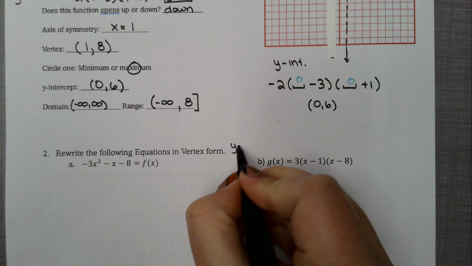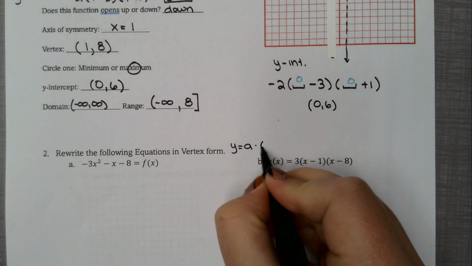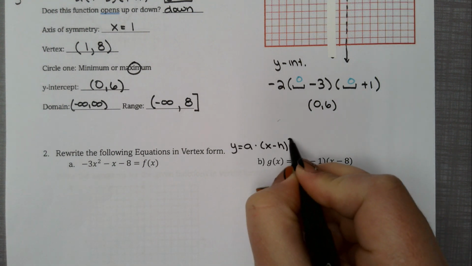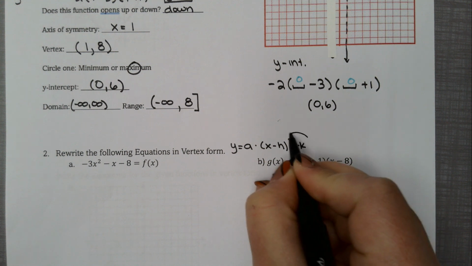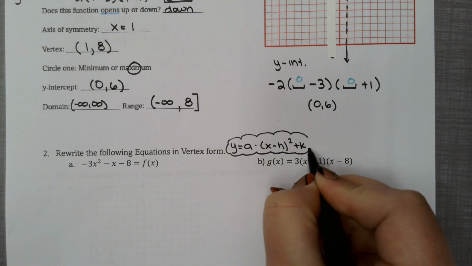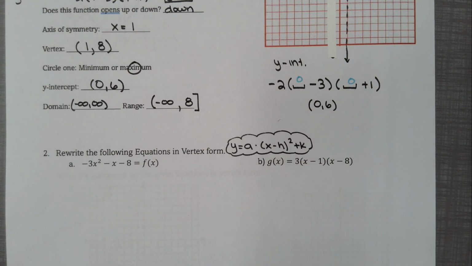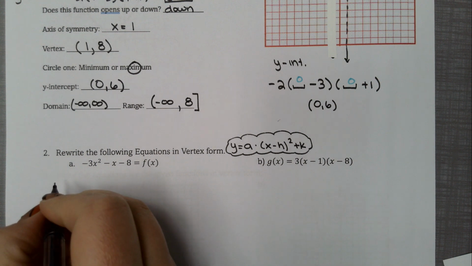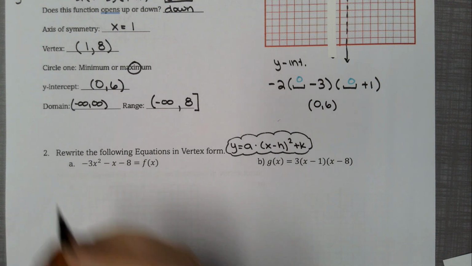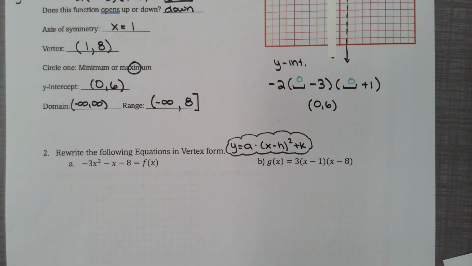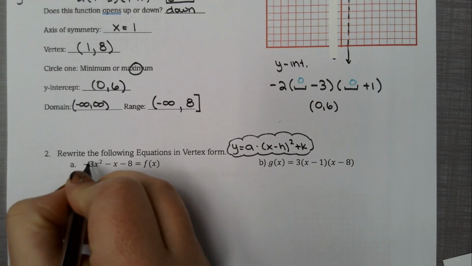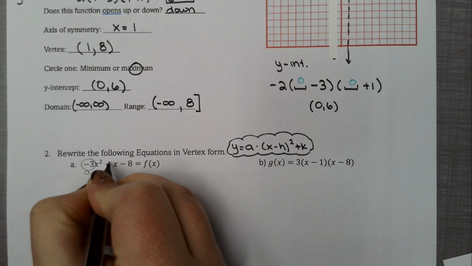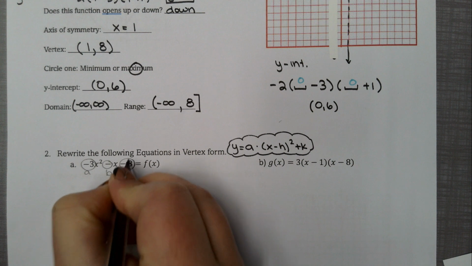Vertex form is y equals a times x minus h squared plus k. Make sure you have your formulas memorized. So for the first one, what we're going to do is solve for the axis of symmetry, and then solve for the y value, and then the vertex, and then replace our a value. So here's a, here's b, here's c.